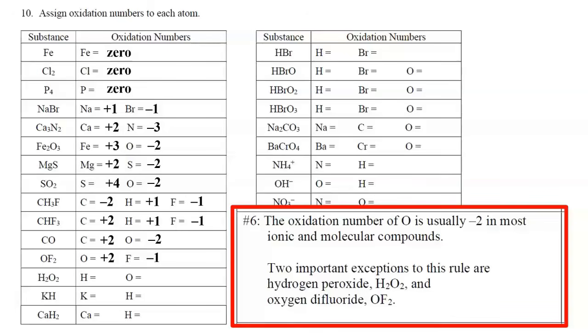And here's another exception. If hydrogen is +1 when bonded to nonmetals, in hydrogen peroxide, H2O2, that's going to force the oxygen to be -1. So again, those were the exceptions that I mentioned, hydrogen peroxide and oxygen difluoride.